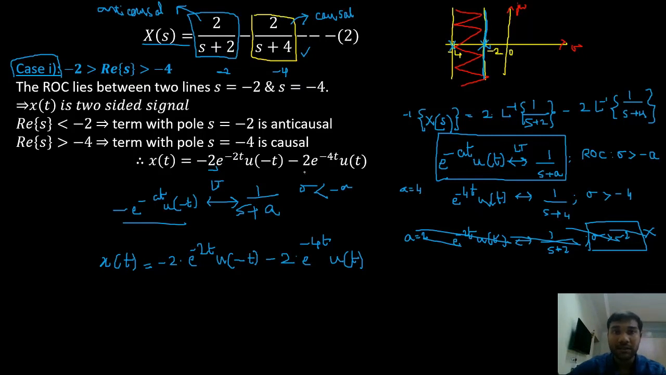And for the second signal, I have a negative 2 as my constant and 1 by s plus 4 as the Laplace transform. I need a causal signal that has a Laplace transform of 1 by s plus 4. What is the causal signal that has a Laplace transform 1 by s plus 4? It is e power minus at u of t, a right-sided signal. So that is how I get e power minus 4t u of t.